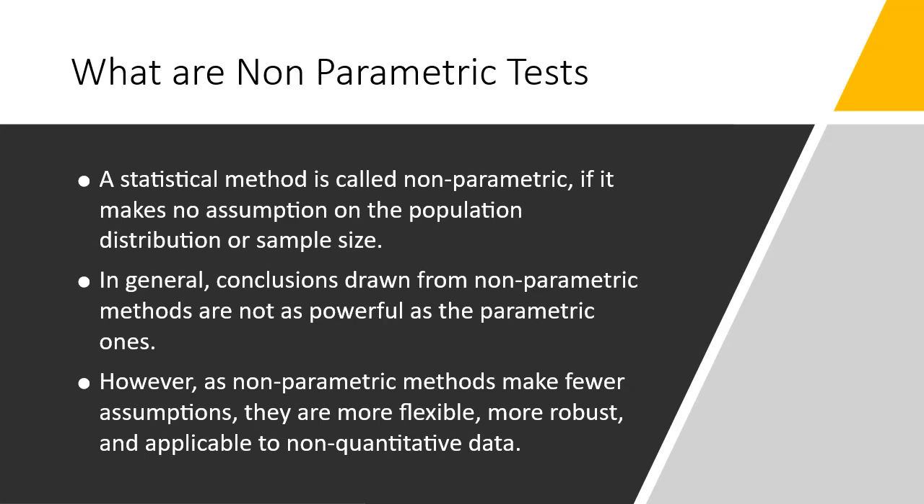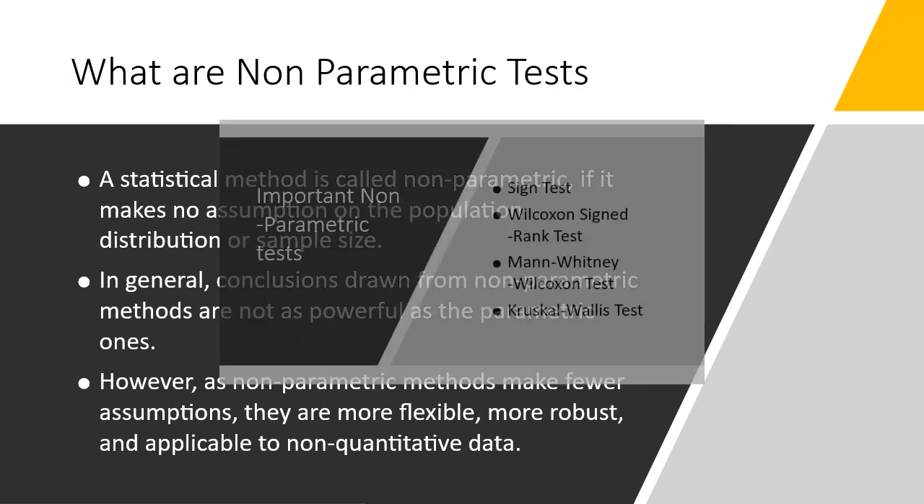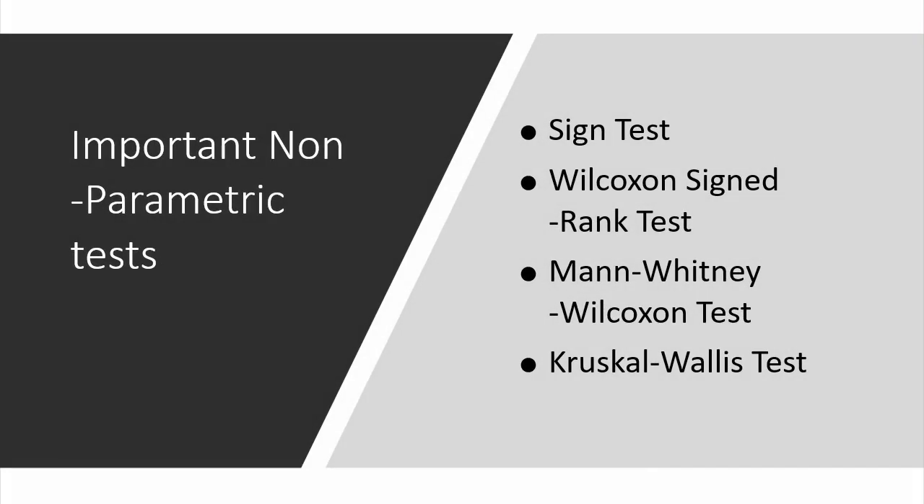In our example in RStudio, we will see one same problem approached by both non-parametric and parametric methods. But in non-parametric methods, we have fewer assumptions and it is flexible, robust, as well as it can be applied to non-quantitative data. In today's session, we will cover 4 non-parametric tests: sign test, Wilcoxon sign rank test, Mann-Whitney-Wilcoxon test, and then Kruskal-Wallis test. We will take one sample from real life data in the last case, and then we will find out how this test is useful to us.